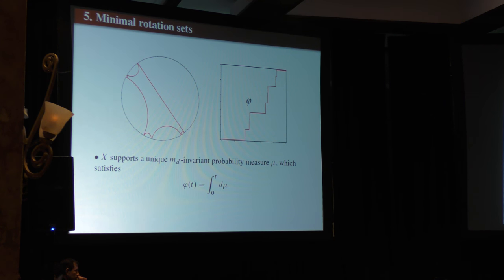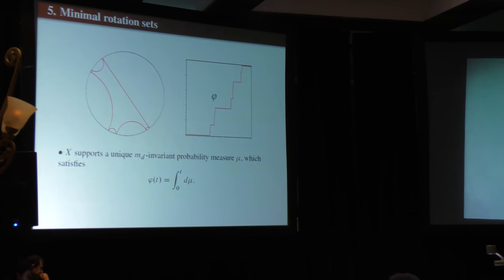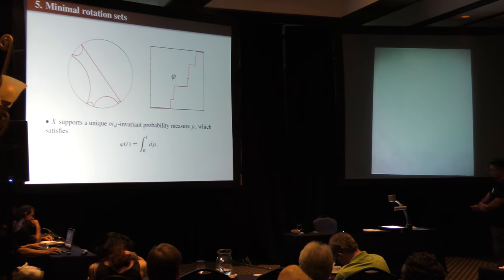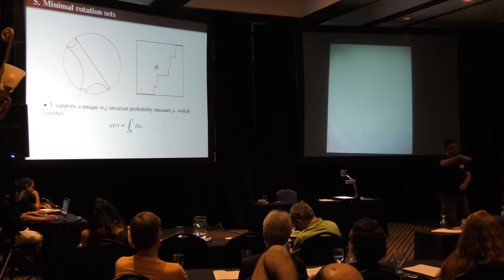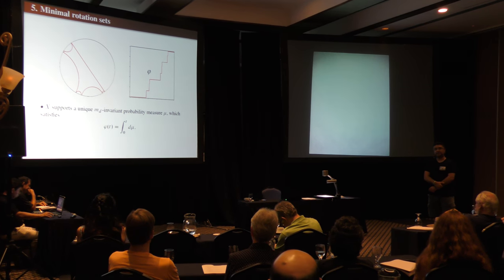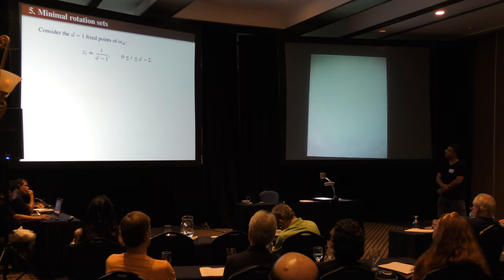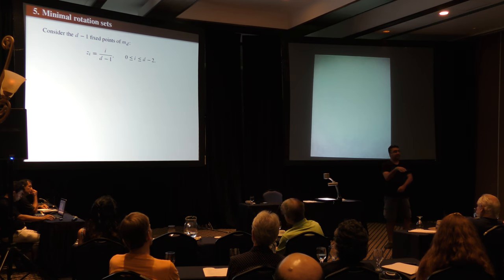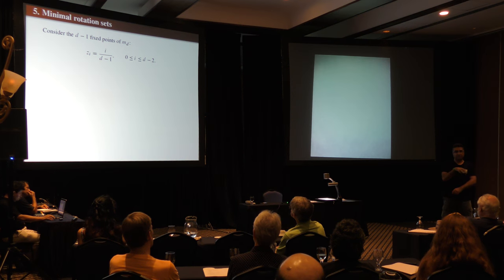So once we consider this semi-conjugacy, we can find a natural measure that lives on our rotation set. It's the unique invariant probability measure, which I denote by mu. In the case X is a q-cycle in the rational case, this is nothing but the uniform Dirac measure supported on the cycle. And in the case X is a Cantor set, so the rotation number is irrational, this is just the pullback of Lebesgue measure under the semi-conjugacy. So every minimal rotation set comes equipped with a natural probability measure.